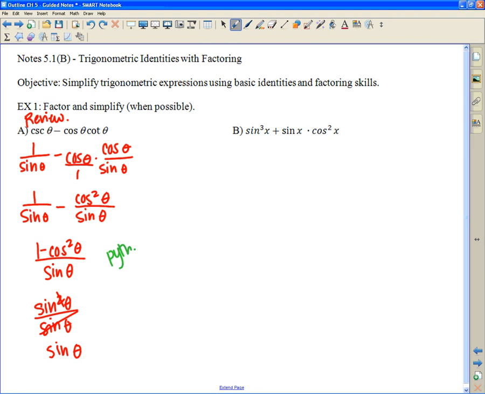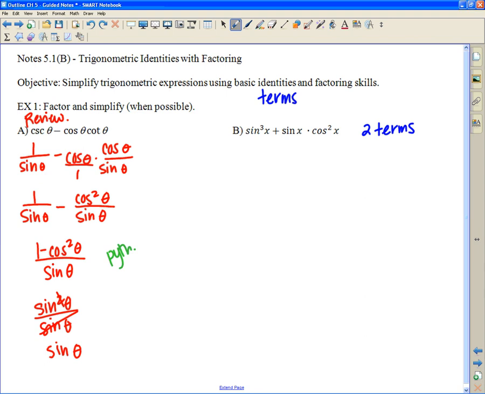Okay, now it's time to factor and simplify. One of the first things that you need to do is look at the problem and not just start writing. You need to notice how many terms there are. So let's just jot a note up here that you need to look for terms. This one has 2 terms.